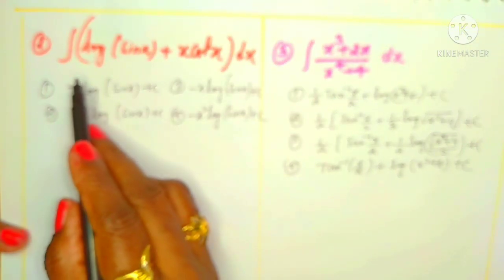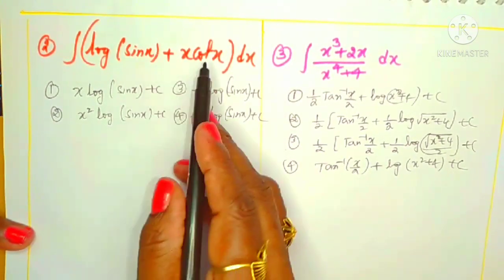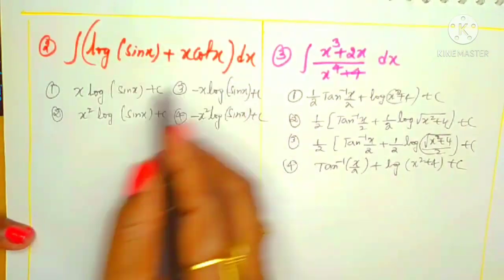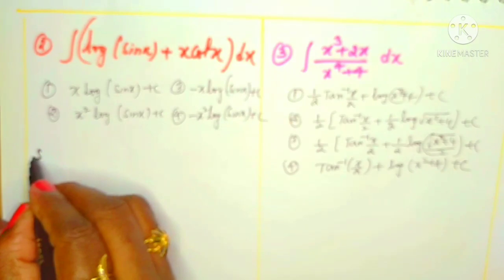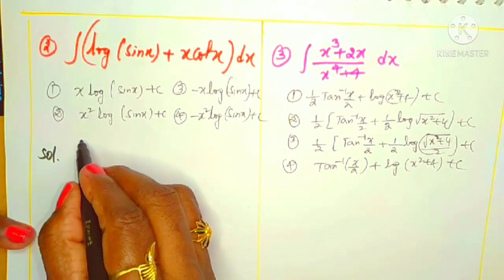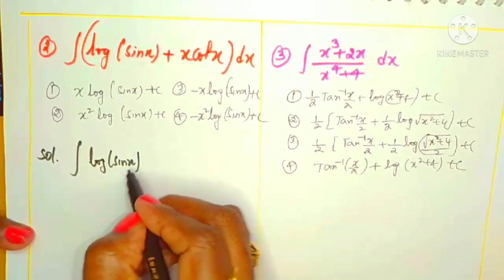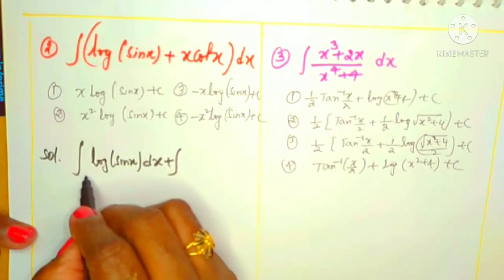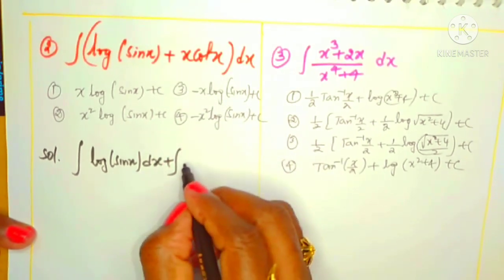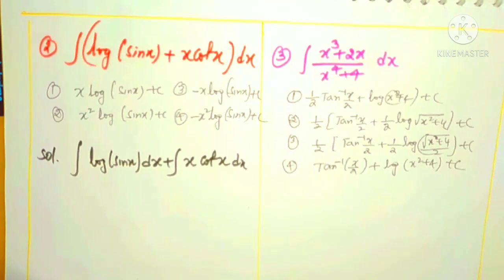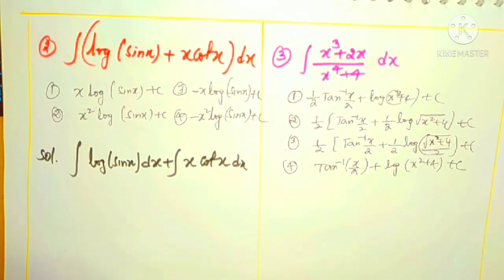The question is given: the integral of log of sin x plus x cot x. He is asking for this integral. To find this integral, I am taking the separation of two functions. What is the first function? The integral of log of sin x dx is the first term. The second term is the integral of x cot x dx. For this question, you have to concentrate on this term.